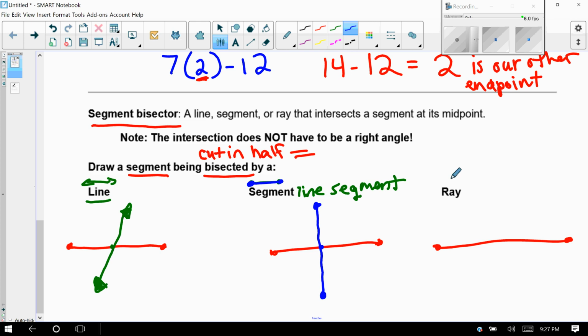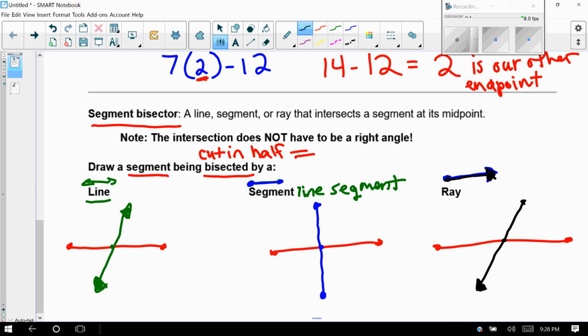A ray. Remember, a ray has a beginning endpoint, but it goes on infinitely in one direction without end, okay? A ray, this is a symbol for a ray. And so we're also going to cut it in half equally. Let's use black. So I'm going to cut this red segment in half equally with a ray. Now, it doesn't matter which side has my arrow or which side has my endpoint in this case, as long as you have one side that has an arrow, okay? Only one arrow, the other one has to have a dot, or just leave it alone.